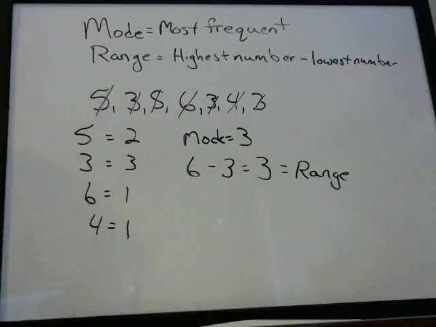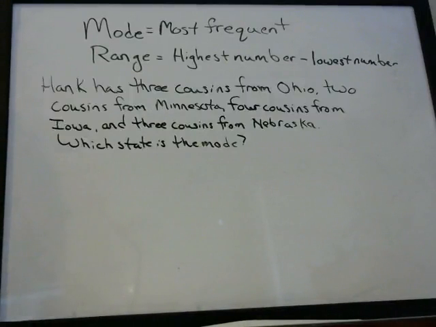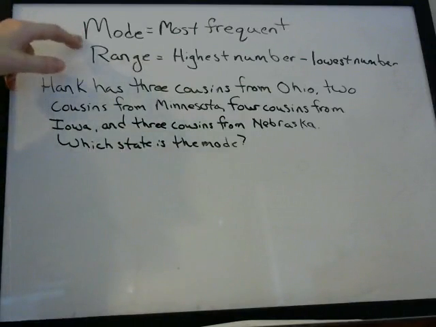I'm going to take a pause and put up a different type of question. Okay, so I've put up a different type of question that I don't want you to get thrown off by. If they put a word question out there, it still has the same meaning. Here they're going to say Hank has 3 cousins from Ohio, 2 cousins from Minnesota, 4 cousins from Iowa, and 3 cousins from Nebraska. Which state is the mode for the number of cousins that he has in each state? Even though this is words and the mode is not going to be a number, it's still the same concept. Which one is the most frequent?